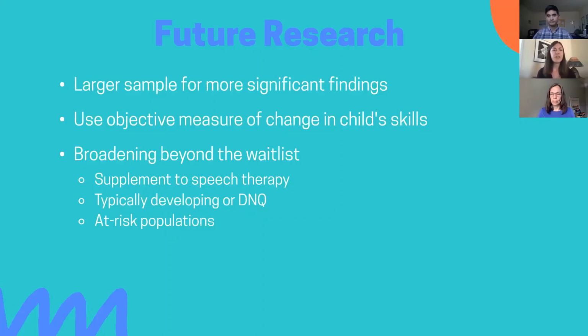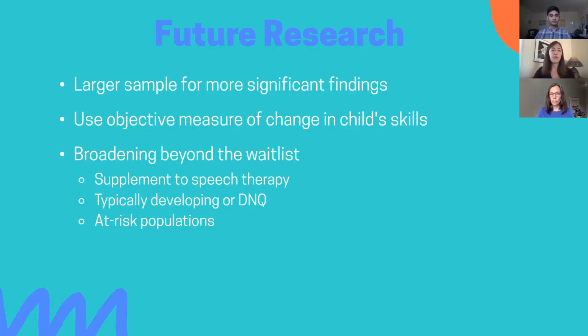We'd also really like to look into an objective measure of child skills. This was something we discussed at the beginning of the study, and it didn't end up being feasible for this study, but we'd love to look at an objective measure of skills, a standardized assessment like the Rescorla, administered before and after, say, a 6-month period using the app, and see if there is a change in the child's skills directly, in addition to that change in parent knowledge that we know influences the child's skills.